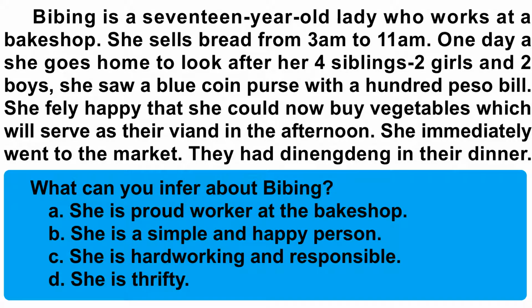Question: based on the passage, what can you infer about Bibing? A. She is proud working at the bake shop. B. She is a simple and happy person. C. She is hardworking and responsible. Or D. She is thrifty.